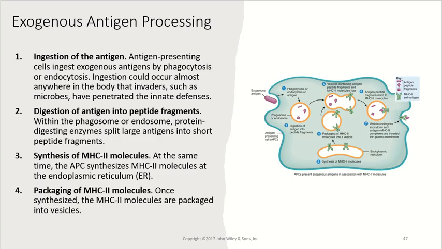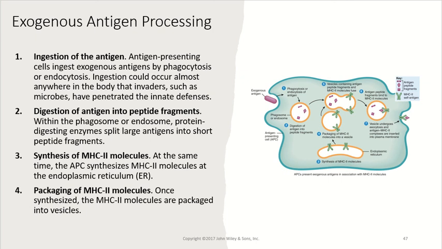So let's look at exogenous antigen processing. Step one is ingestion of the antigen. This is when antigen-presenting cells ingest exogenous antigens by phagocytosis or endocytosis. Ingestion could occur almost anywhere in the body that the invaders, things like microbes, have penetrated the innate defenses. Our second step is the digestion of the antigen into peptide fragments.